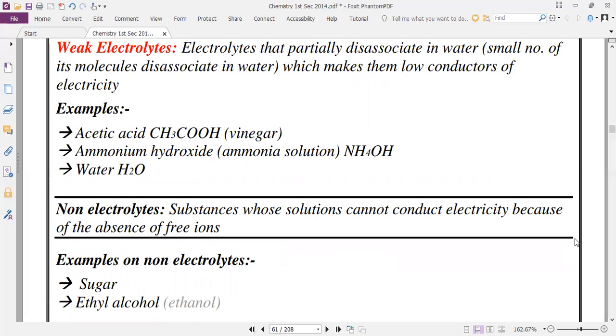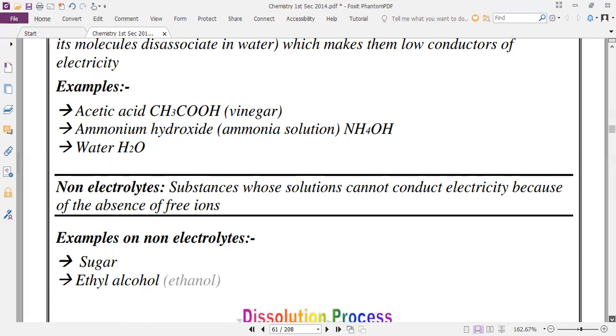So what's meant by non-electrolyte? Substances whose solutions cannot conduct electricity because of the absence of free ions. Examples: sugar and ethyl alcohol, or ethanol. Yes, excellent.